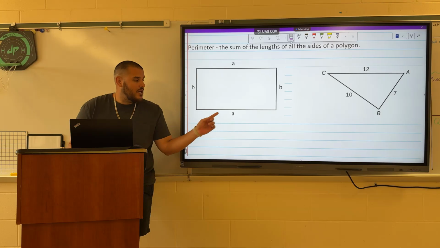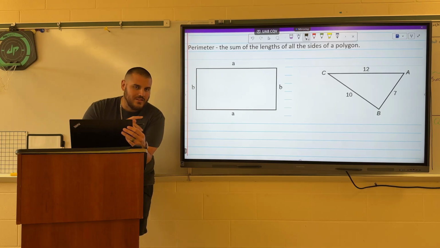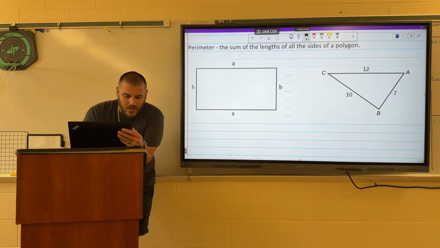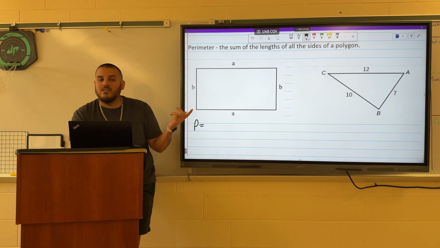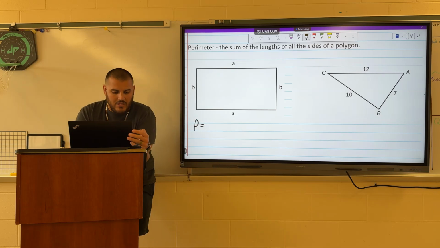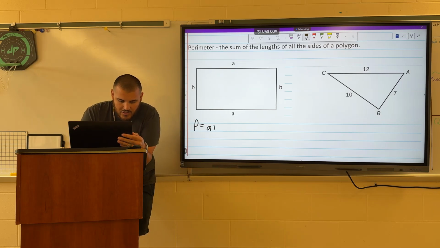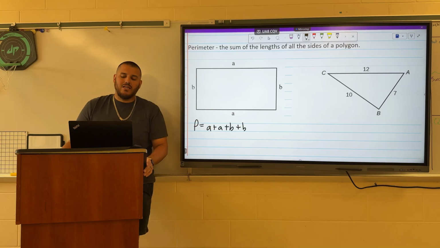sides. So as we look at our quadrilateral here on the left, that's a four-sided shape, a quadrilateral. We would use a capital P to represent the perimeter, and we would just add all these values up. In this case, we have two A's and two B's, and so the perimeter would just be A plus B plus B, just adding all of those side lengths together.